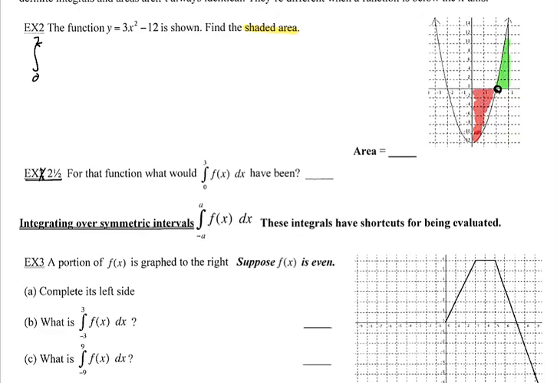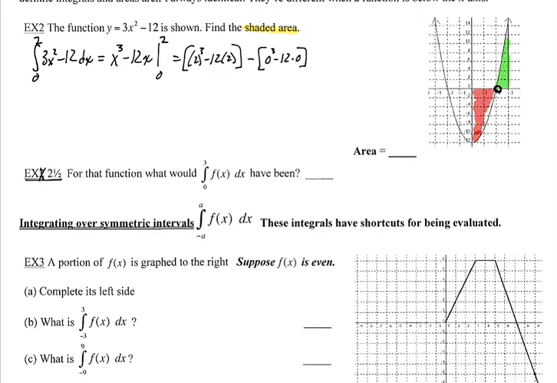Right. So we're doing the integral from 0 to 2 of 3x squared minus 12 dx, which when we take the antiderivative of that, you get x cubed minus 12x, and we're looking at that from 0 to 2, which, when we evaluate this, we get 2 to the third minus 12 times 2 as the value at the top end of that integral, minus the value at the bottom end, which would be 0 to the third minus 12 times 0, or 0.